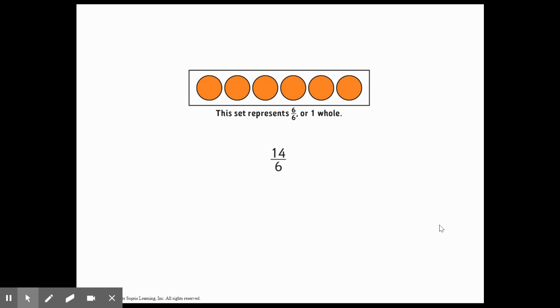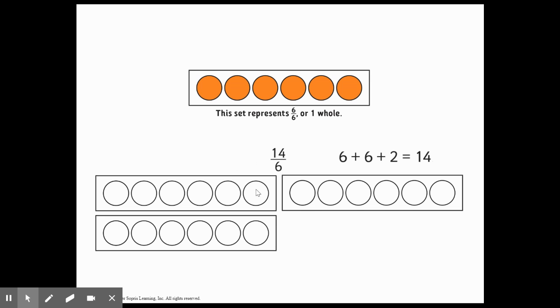Let's model one more. 14 over 6. Because 14/6 is an improper fraction, we'll draw more than 1 set. The numerator tells us that we will shade 14 circles total. There are 6 circles in each set. If we write 14 as 6 plus 6 plus 2, we can see that we will need 3 sets to model 14 out of 6, 14 sixths. We can shade 14 circles to complete the model. Remember that 14 over 6 can be written as 14 times 1/6.